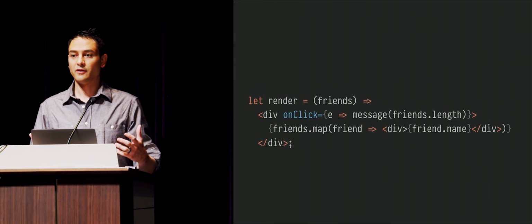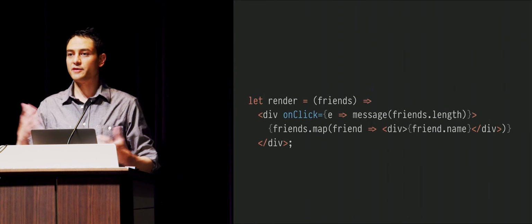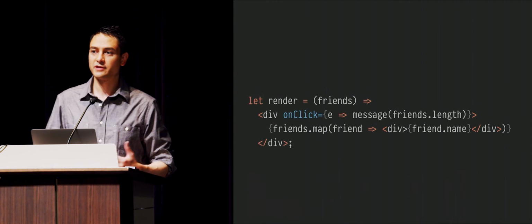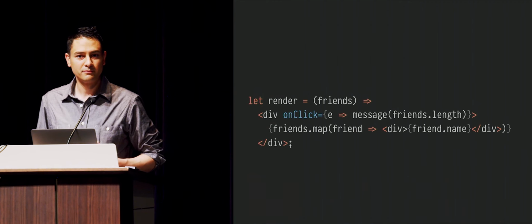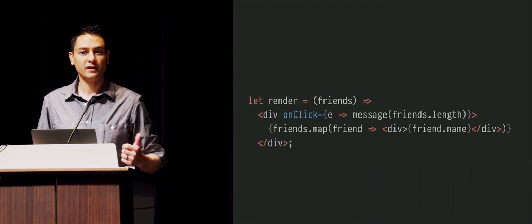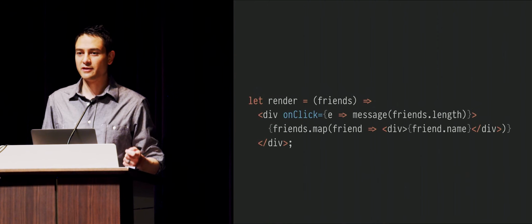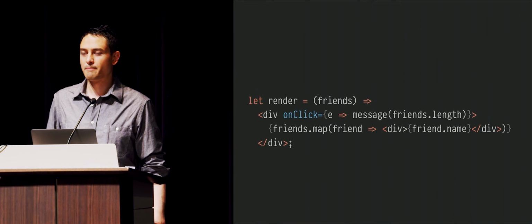And we have an event handler on the outer container that says, whenever you click on anything in here, we're going to send a message to the user saying, this is how many friends you have. All right, but notice something interesting about this. Time can elapse between when you render that list initially and when that event handler occurs. A lot can happen in that time.